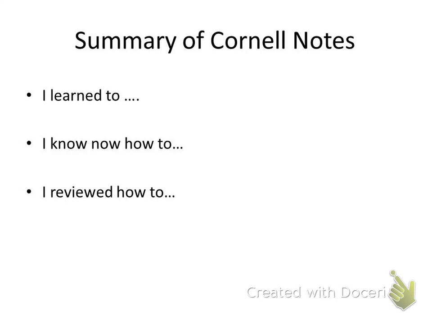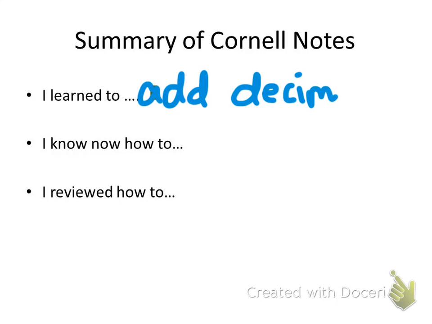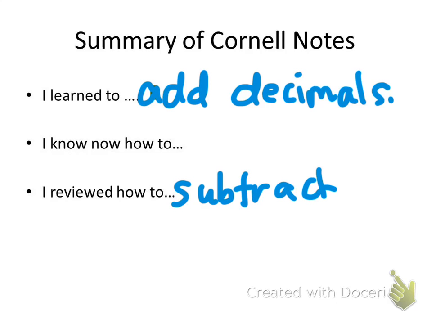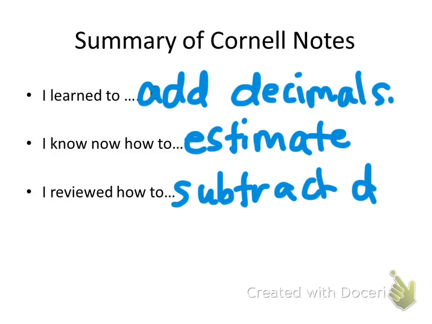At the end of your Cornell notes, write your summary. Let's write, I learned to add or subtract decimals. I reviewed how to subtract decimals. I know how to estimate decimals. Write 3 sentences in your Cornell notes. If you have questions, please ask Mrs. McCowan.